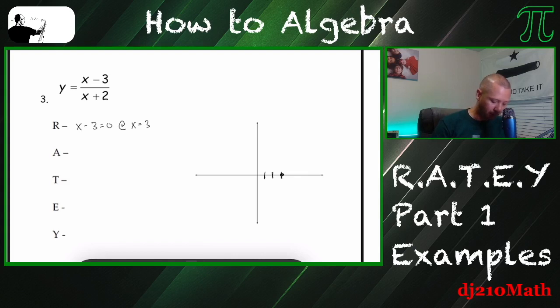All right, the asymptote, set the bottom equal to 0. So the vertical asymptote is going to be at x equals negative 2. So at x equals negative 2, there's a vertical asymptote that the graph will not cross.